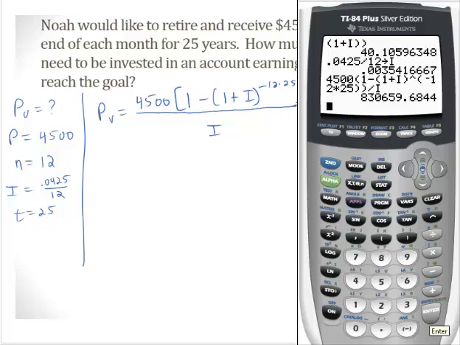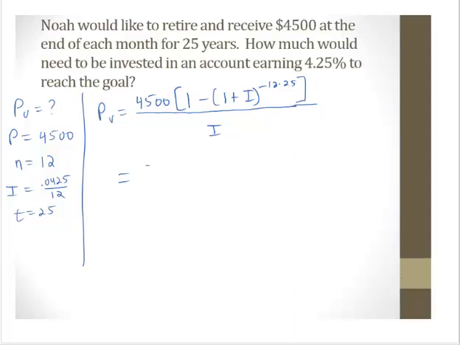So Noah would have to invest right now $830,660. So to get $4,500 a month for 25 years, you'd have to invest a significant amount of money, $830,000.